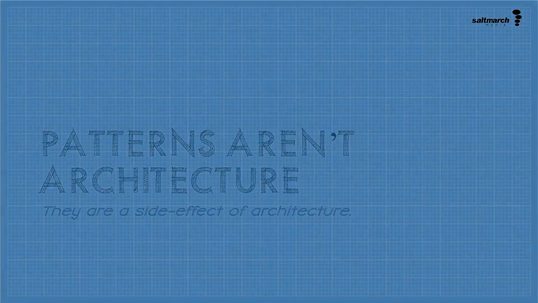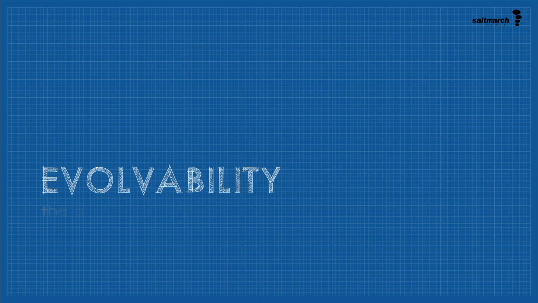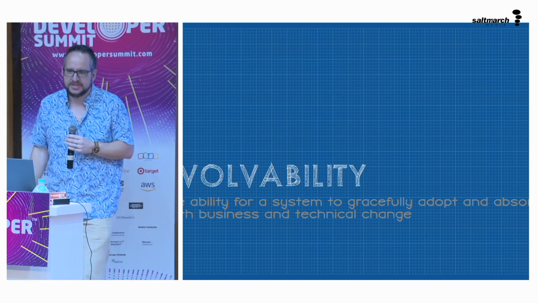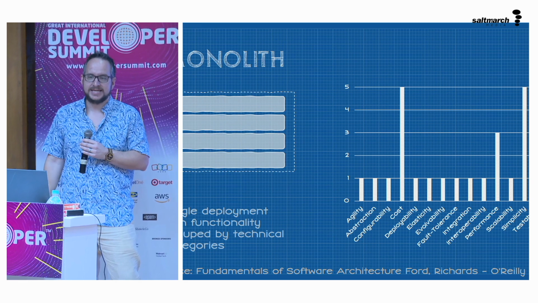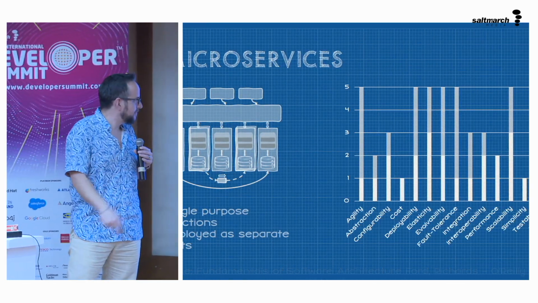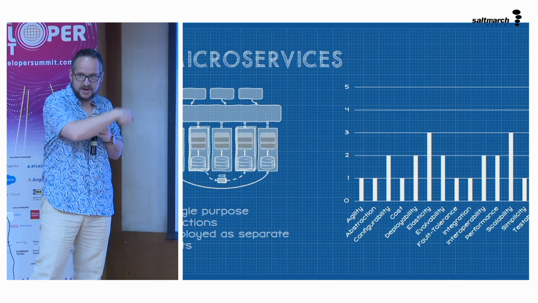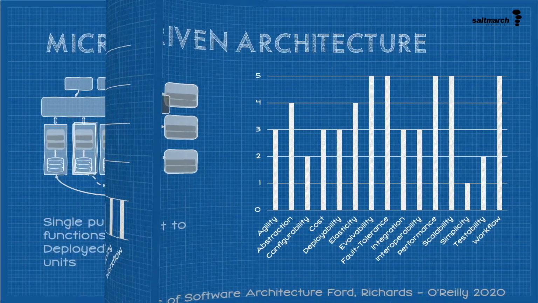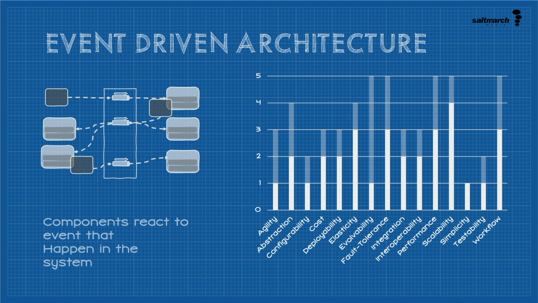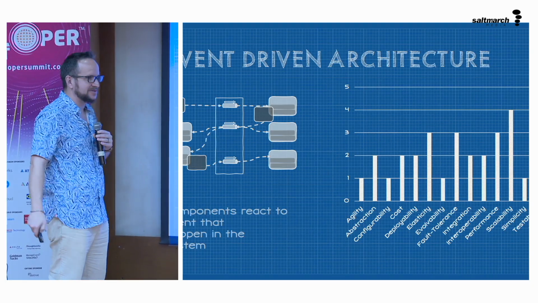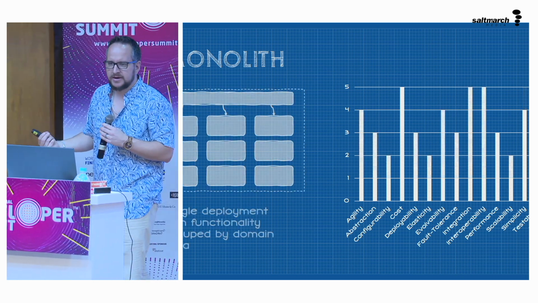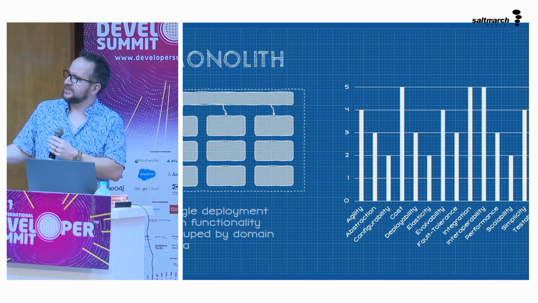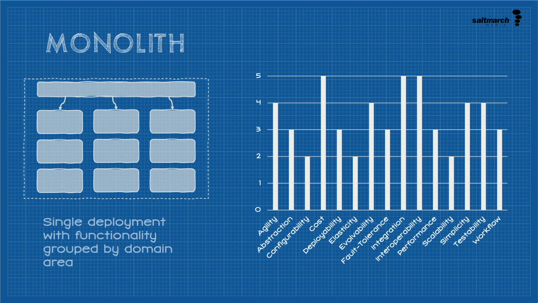Let's look at one capability, evolvability, right? The ability for a system to gracefully adopt and absorb both business and technical change. Supposedly very good for microservices, supposedly very bad for monoliths. Yet we build microservices that are, we build microservices that aren't. More of these, by the way, if you look out in the real world. We build event-driven systems that are. And we build event-driven systems that aren't. And there's more of these than the other ones. And then the crazy thing, we build monoliths that aren't, and we build monoliths that are. There's more to this, and we're not talking about it enough.